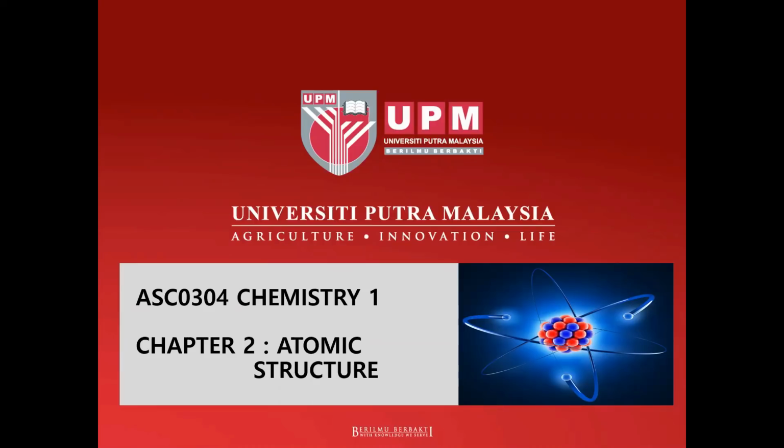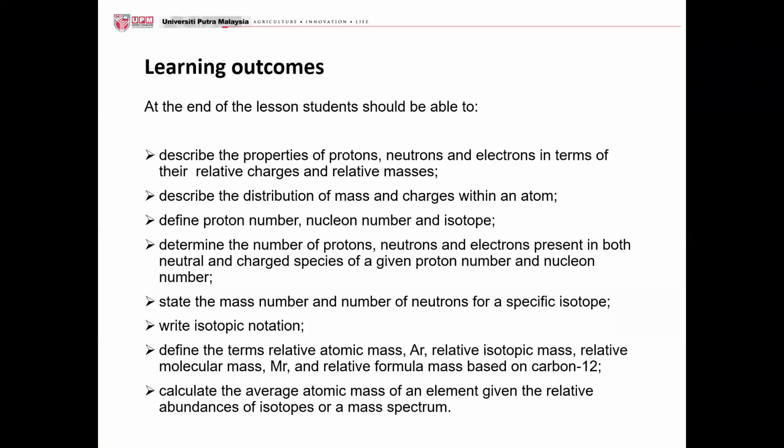I'm going to explain chapter 2, which is atomic structure. So let's take a look at the learning outcomes for this chapter. At the end of the lesson, students should be able to describe the properties of proton, neutron, and electrons in terms of their relative charges and relative masses. Describe the distribution of mass and charges within an atom. Define the proton number, nucleon number, and isotope. I think you might be familiar with these terms because you have learned this during your secondary school.